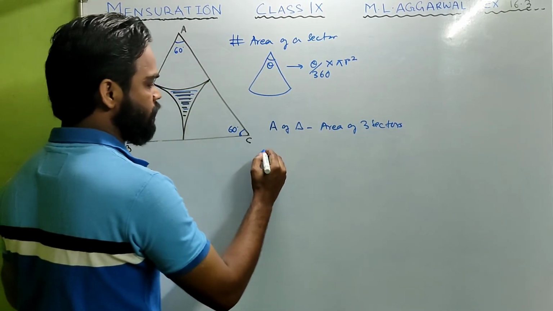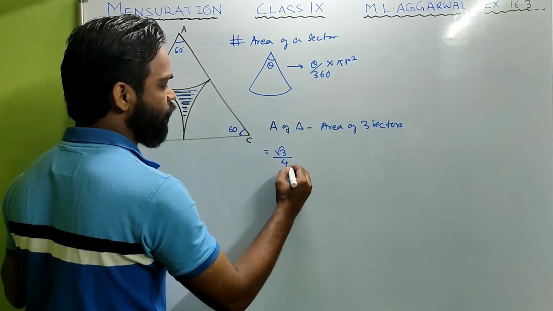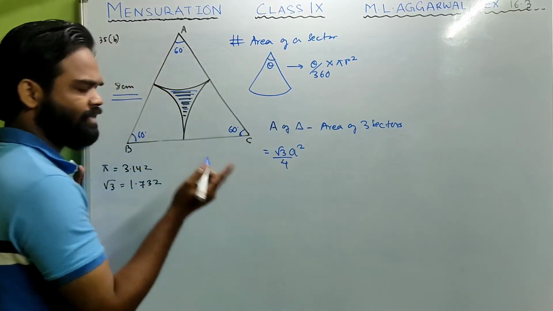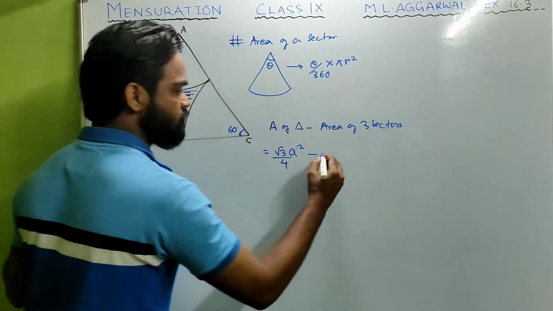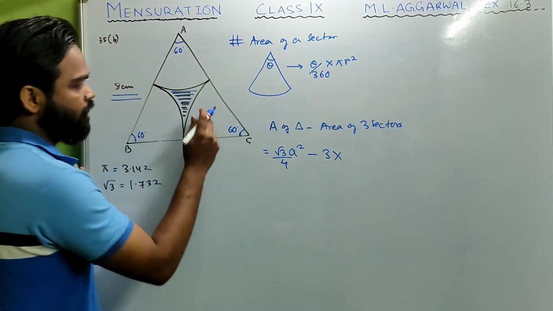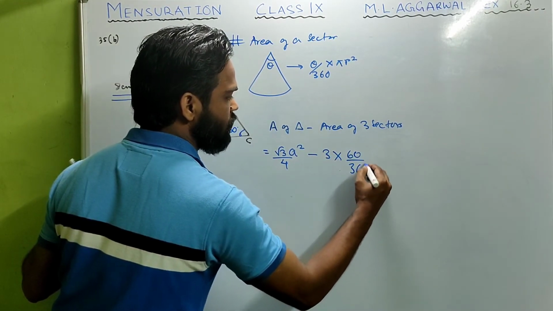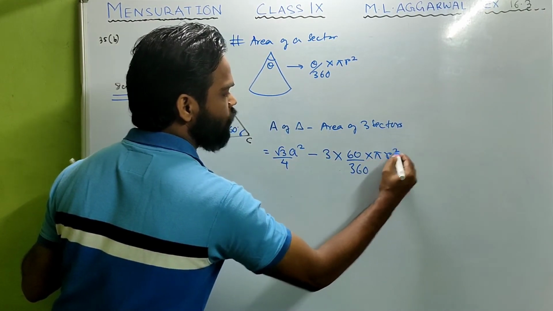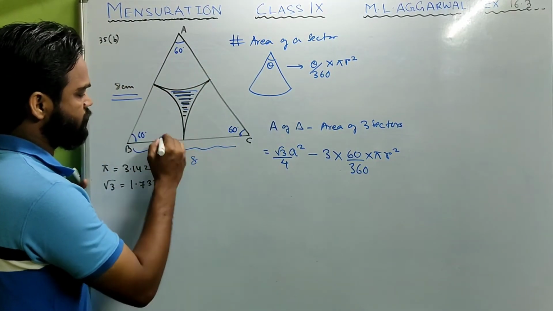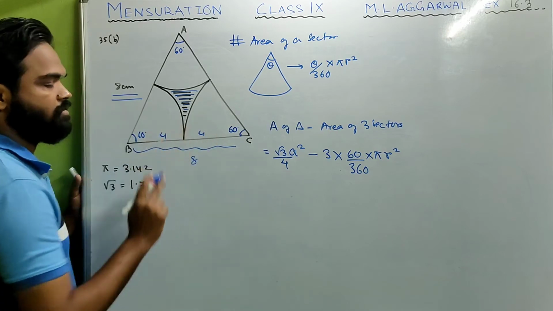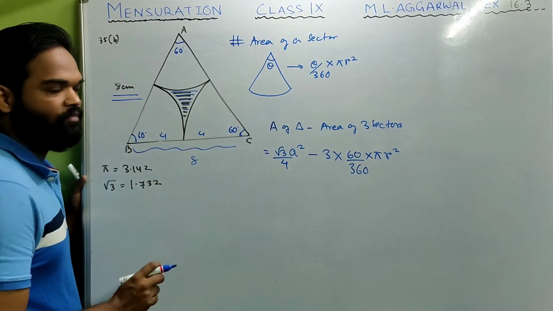The area of the triangle, that's an equilateral triangle, is root 3 by 4 times a square, where a represents the side, minus the area of 3 sectors, 3 multiplied by the area of, suppose this sector, 60 by 360 into pi r square. And look carefully, the entire side is 8, so this has to be 4 because the sectors have equal angles. Okay, so the radius has to be the same, 4.